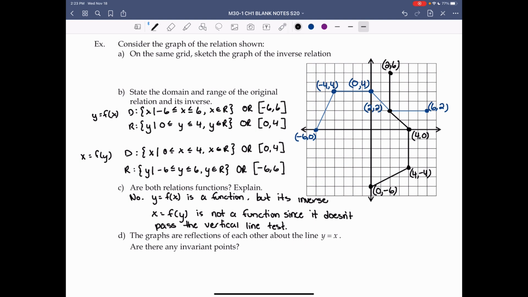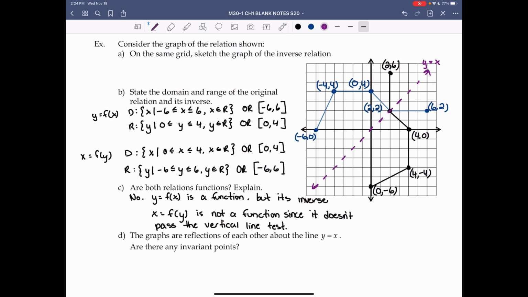D. The graphs are reflections of each other about the line y equals x. Are there any invariant points? Let's draw the line y equals x. That's where x and y are equal, which would be at 0, 0, at 1, 1, 2, 2, 3, 3, etc. And -1, -1, -2, -2, etc. So this is the line y equals x. Inverse relations are reflections of one another across this line.